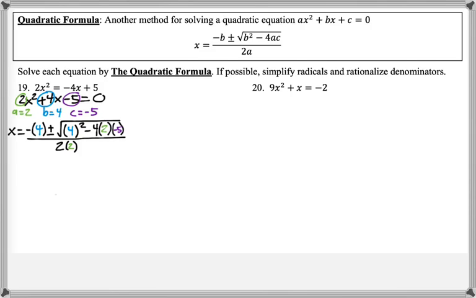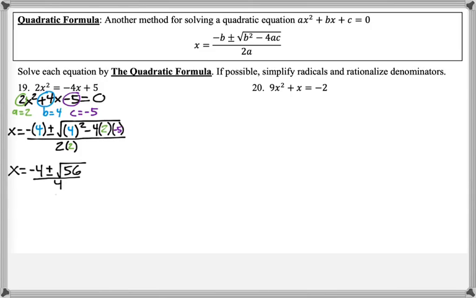And then I want to simplify. So this is going to be negative 4 plus or minus the square root of, and if you type the inside of the radical into your calculator, that is 56. And this is over 4.